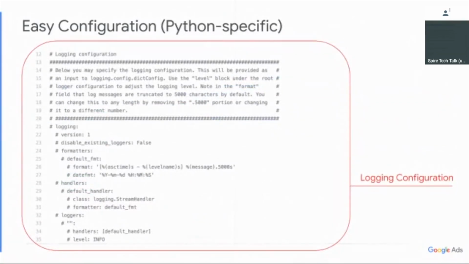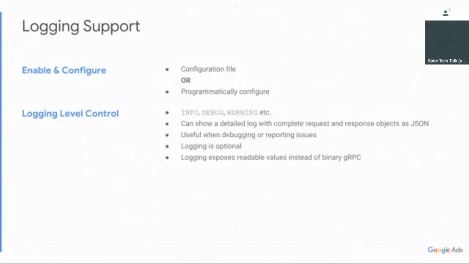And then there is the logging configuration. Each client library has its own logging that is specific. You have ways to configure the logging, either using a configuration file or you can programmatically configure your logging. Typically, logging comes in multiple levels: info, debug, and warning.